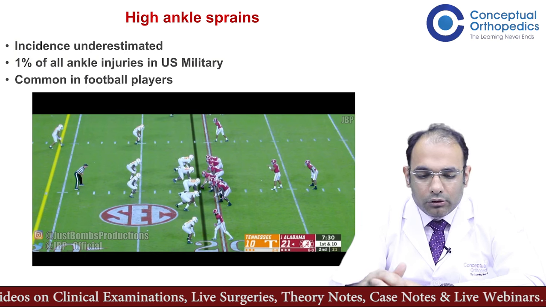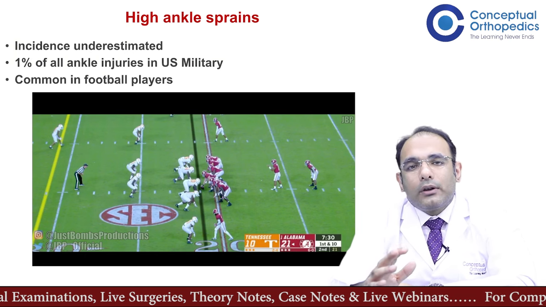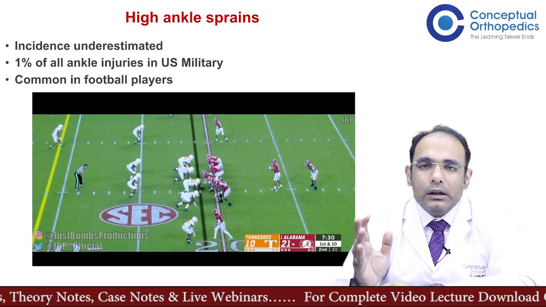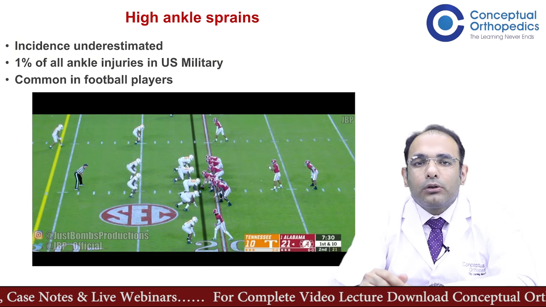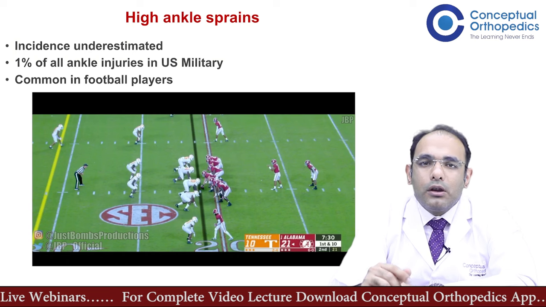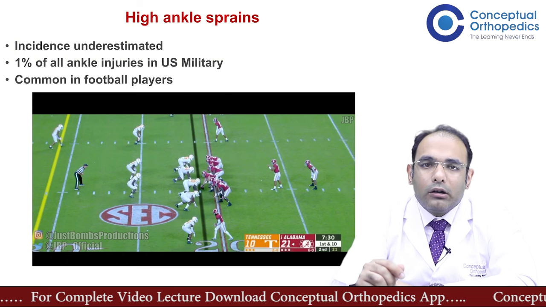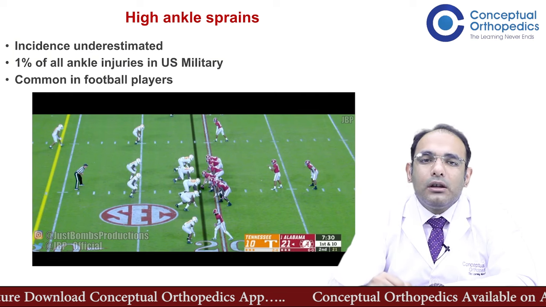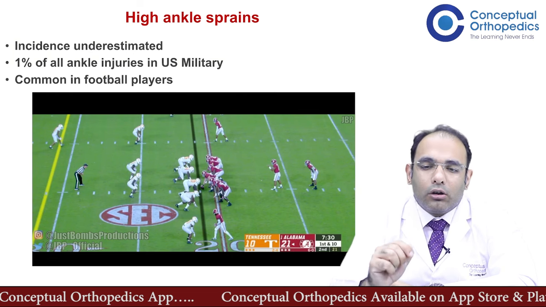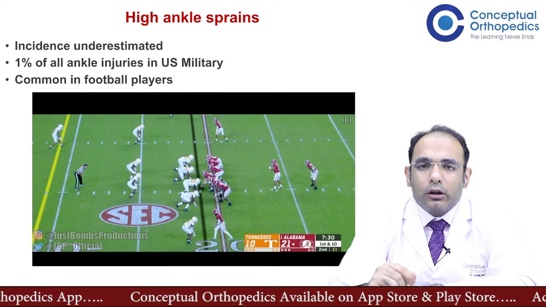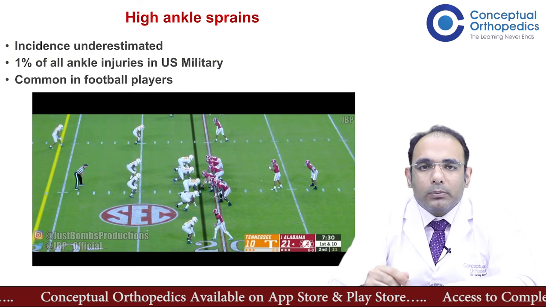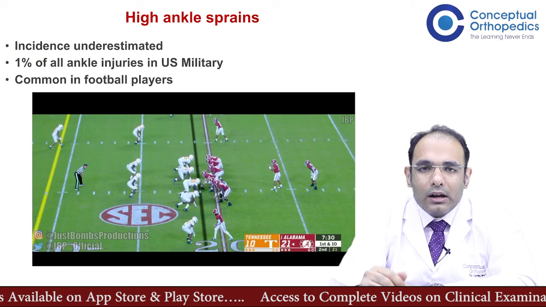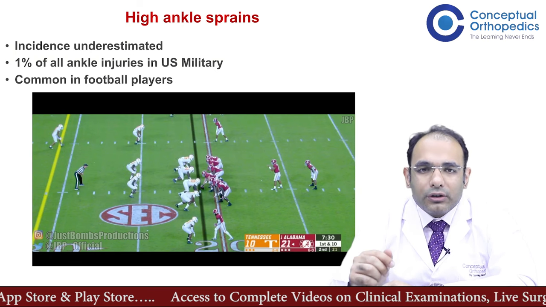Just to say that the incidence of high ankle sprain itself is very underestimated, because most of the time they are not really diagnosed properly. 1% of all ankle injuries in the US military is a high ankle sprain. So the incidence of this injury is still quite small as compared to a low ankle sprain. When we talk about low ankle sprain, it is the ligaments ATFL and CFL which get torn on the lateral side. High ankle sprain involves the syndesmosis.